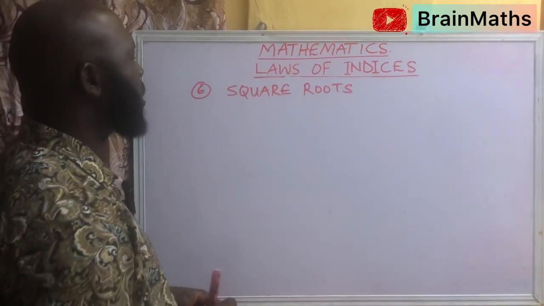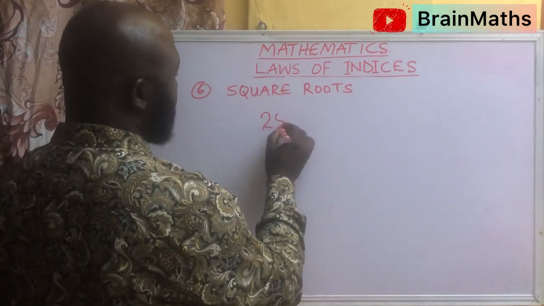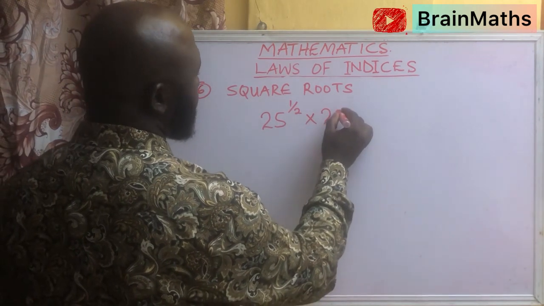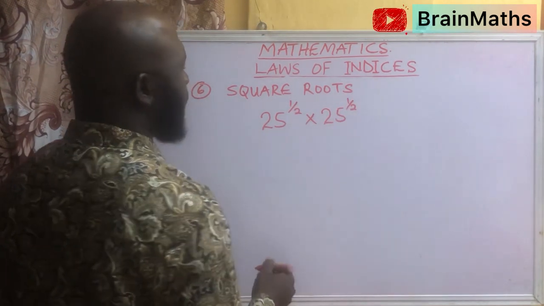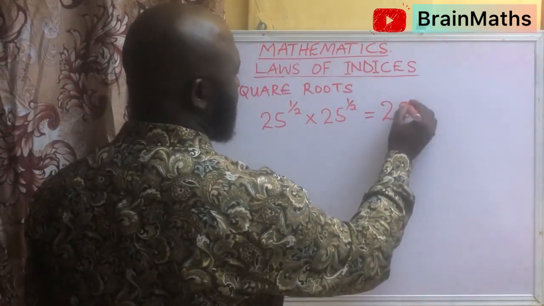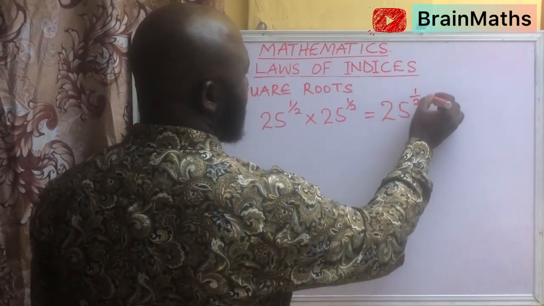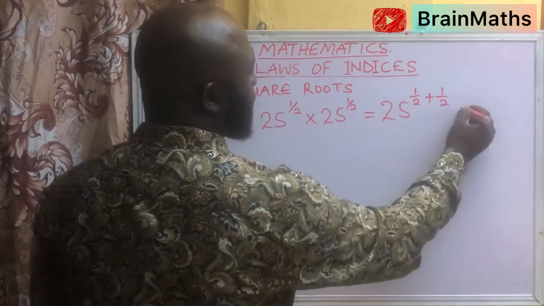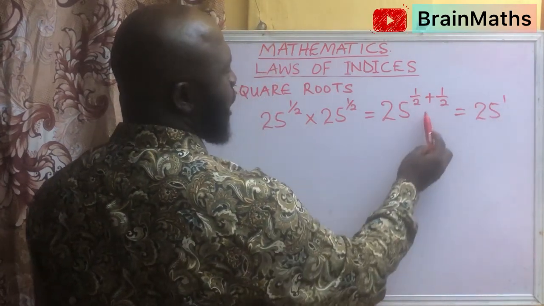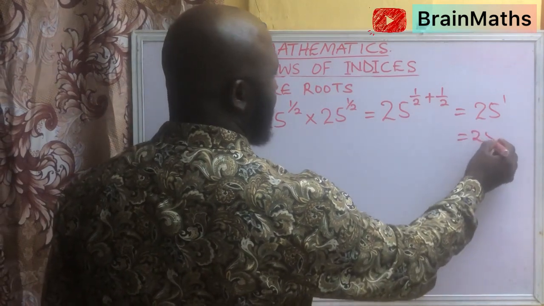Rule number 6 has to do with square roots. When you're given, for instance, 25 raised to power half, that is multiplying another 25 raised to power half. Going by the first rule, we say 25 is the base of each of them. Then we add their powers together, 1 over 2 plus 1 over 2. This is going to give us 25 raised to power 1, because half plus half will give us 1. And that is the same thing as 25.